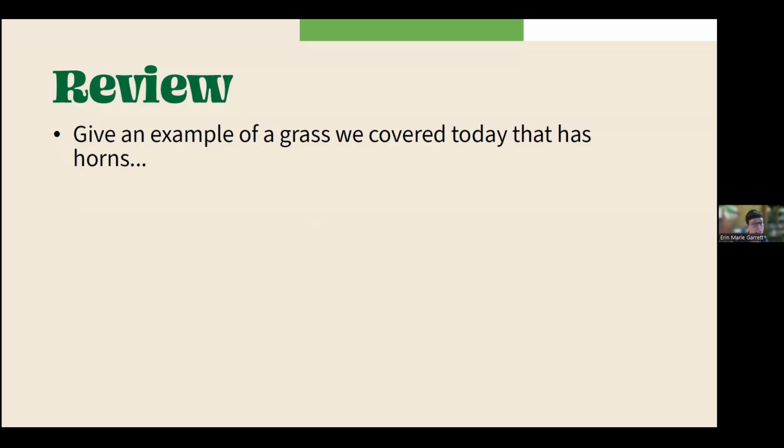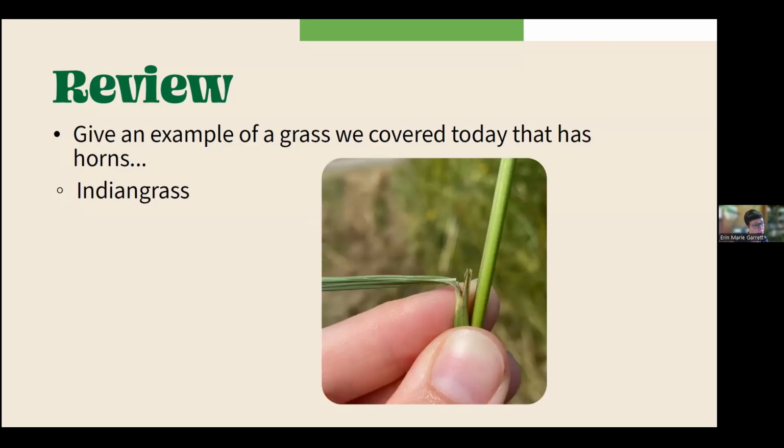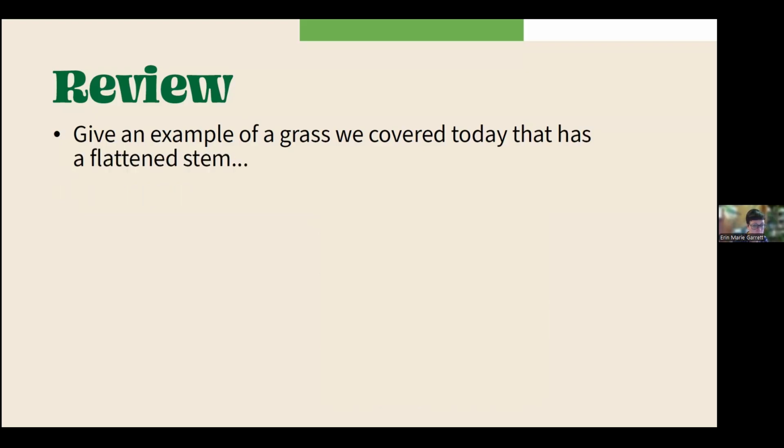Awesome. You're all getting it into the chat. This is great. Remember, that's Indian grass. We're going to find that characteristic there. Excellent. I'm not expecting us to remember every grass that we cover today, but there are a few that hopefully are easier than others.